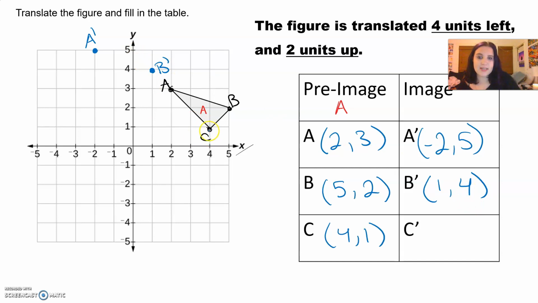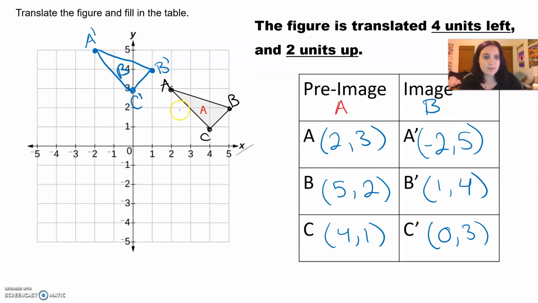Finally, C prime, we'll take C, move it 4 left, 2 up, 1, 2, 3, 4, and up 2. And that's my new C, so the image of C is C prime. And the ordered pair is 0, 3. So now I can draw my new figure, which is the image. And I'm just going to call it B, so it's like figure B. And there it is. We took the pre-image, moved it 4 units left, 2 units up, and now it's an image of that.